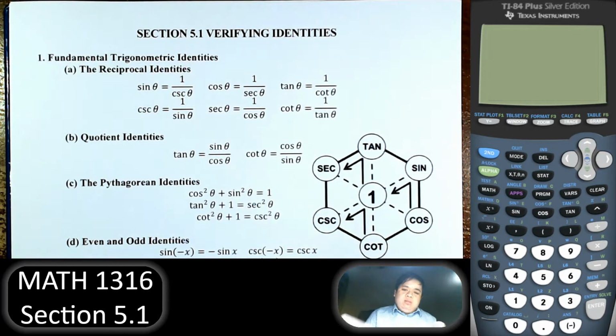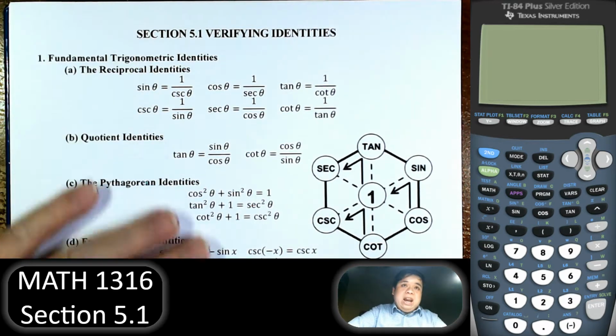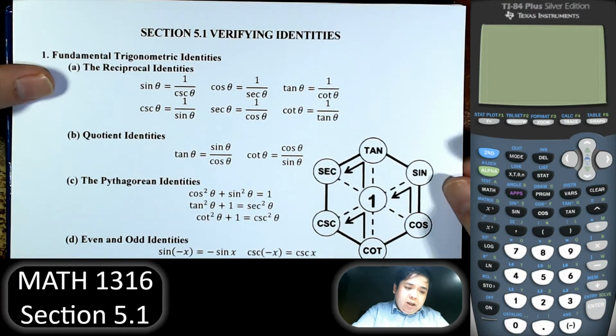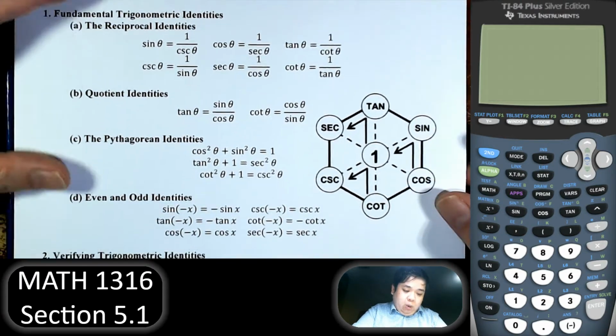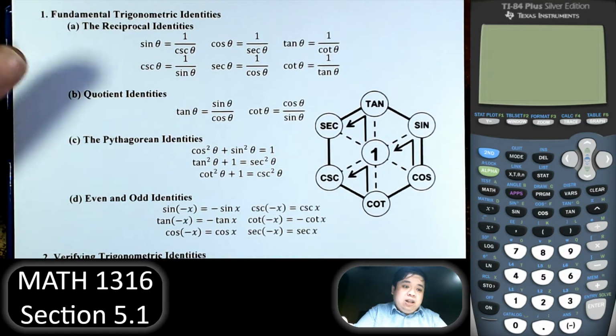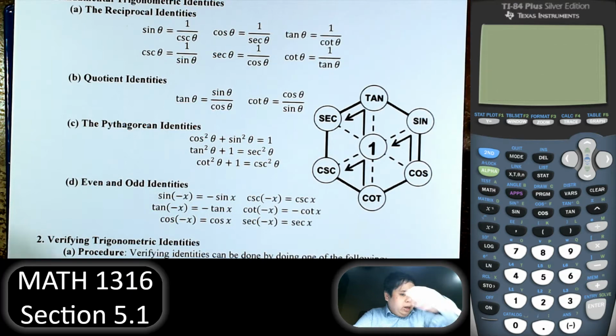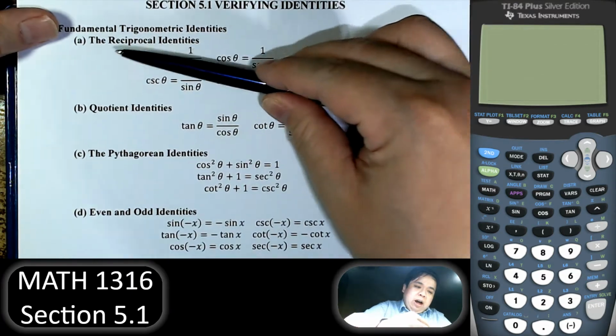So this section is nothing new. All the identities here we should know already, but in this section we learn how to prove new identities based on the identities that we know. Right. So just a quick review.